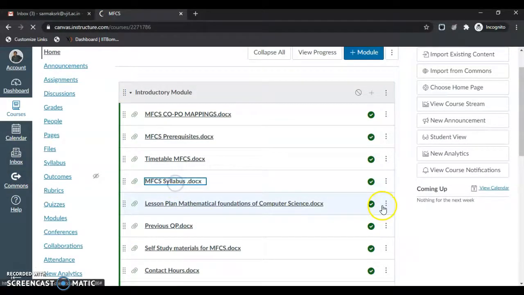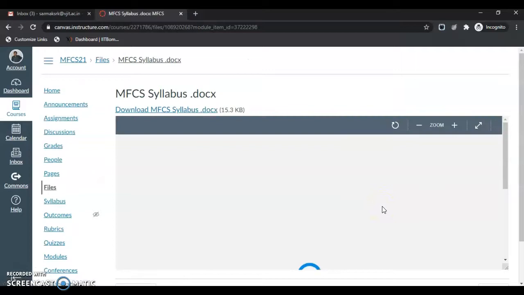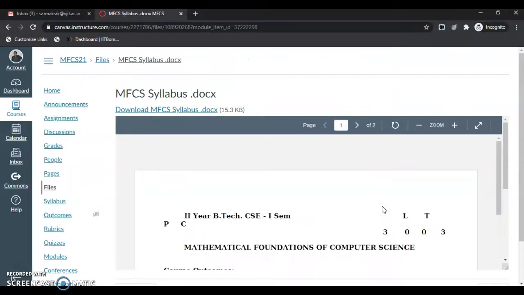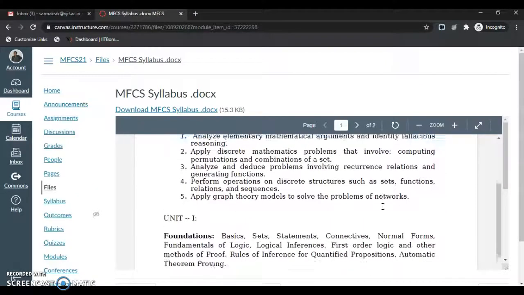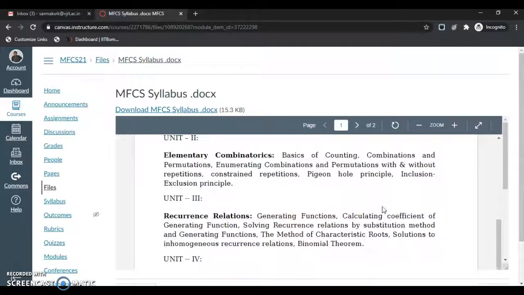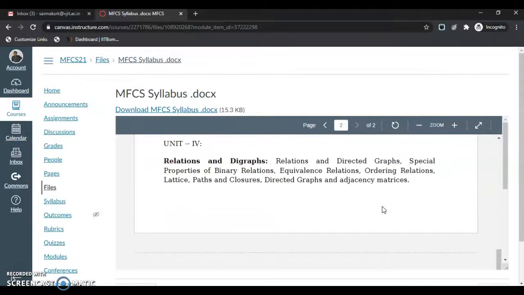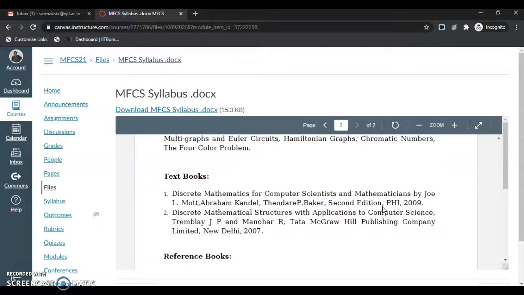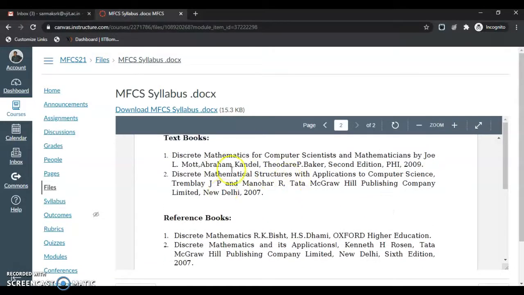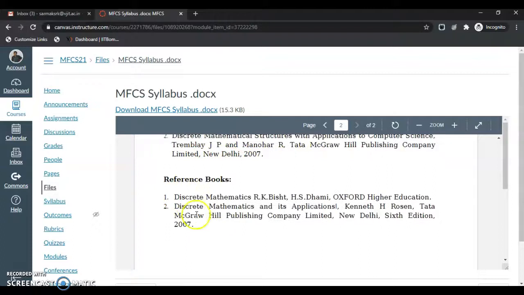Coming to the syllabus of the MFCS, there are a total of 5 units in the subject: the foundations and elementary combinatorics, recurrence relations, relations and diagrams, and graphs. These are the basic things, and these are the textbooks required for the subject, and some reference books as well.